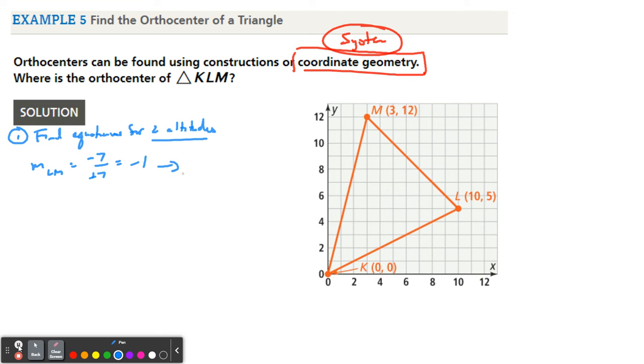We will need the opposite reciprocal of that slope. So the slope we need for the altitude is going to be a +1. Okay? So now if you want to, you can draw this.